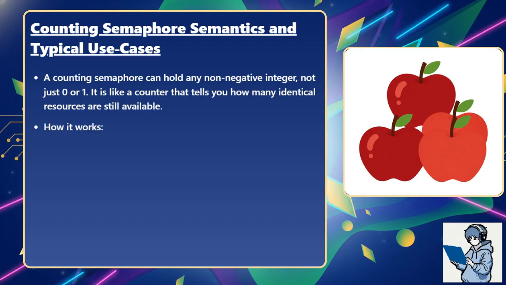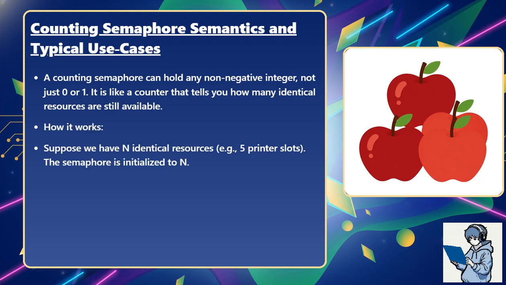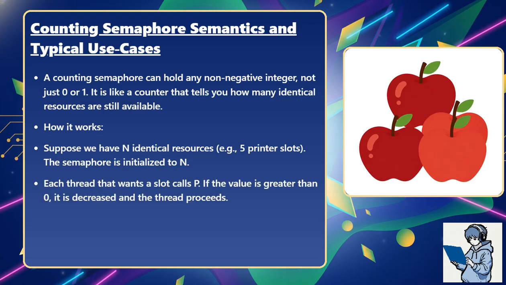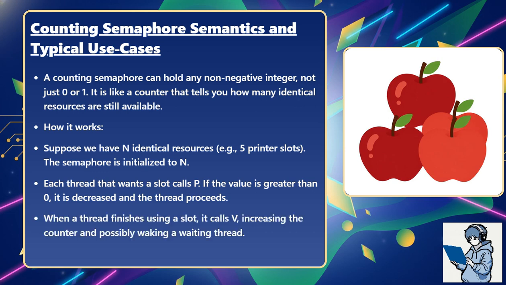How it works: suppose we have n identical resources, for example 5 printer slots. The semaphore is initialized to n. Each thread that wants a slot calls P. If the value is greater than 0, it is decreased, and the thread proceeds. When a thread finishes using a slot, it calls V, increasing the counter, and possibly waking a waiting thread.